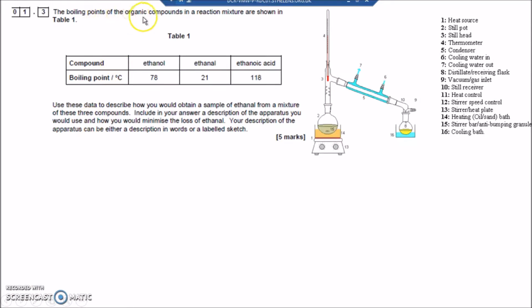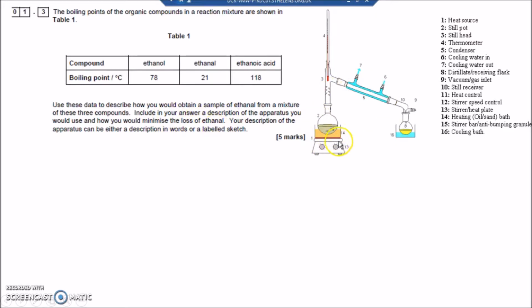Question 1.3. The boiling points of the organic compounds in a reaction mixture are shown below. So I've got ethanol with the lowest boiling point, then I've got ethanal with the next lowest boiling point, and then I've got ethanoic acid with a boiling point of 118. Describe how you obtain a sample of ethanal from a mixture of these compounds. Include either a diagram or a written description.